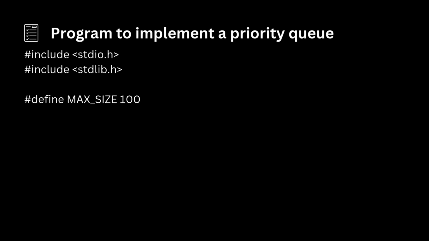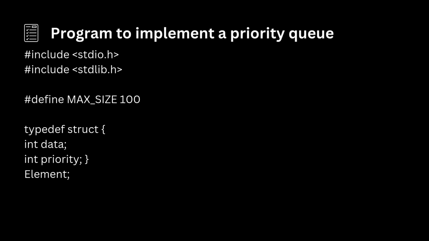This defines a constant MAX_SIZE with a value of 100. This constant is used to define the maximum number of elements the priority queue can hold. Now let's write the structure definition.